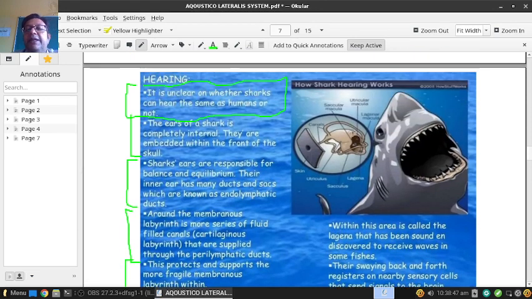So basically, if you look at the shark ear, it's a cartilaginous sac with 3 semicircular canals at right angles, and each semicircular canal detects sound at right angles to it. If it's in this direction, at right angles. If it's on this side, this direction.